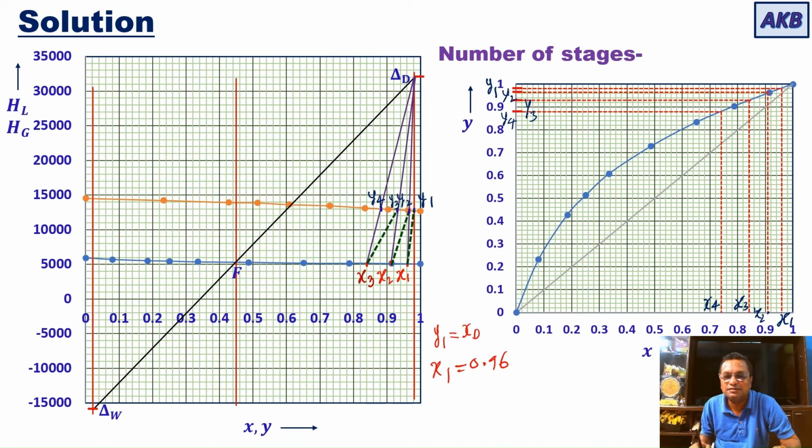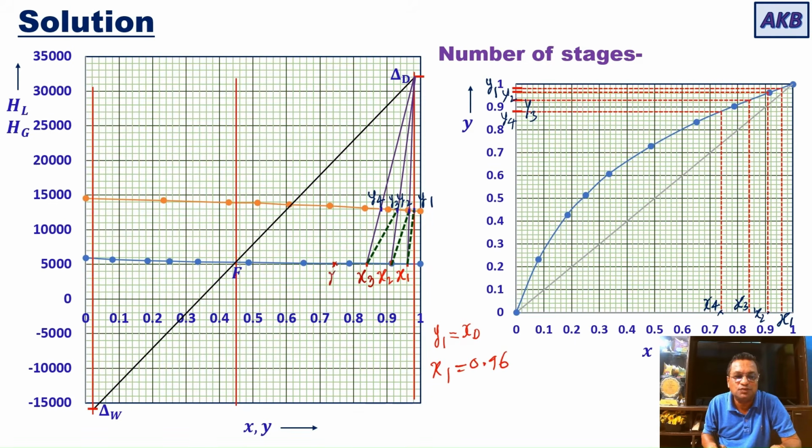I will read this value of X4, which in this case is 0.6. How much is that? That's 0.74. X4 is 0.74, this point. So I locate 0.74 on the enthalpy concentration diagram. Over here it is located.